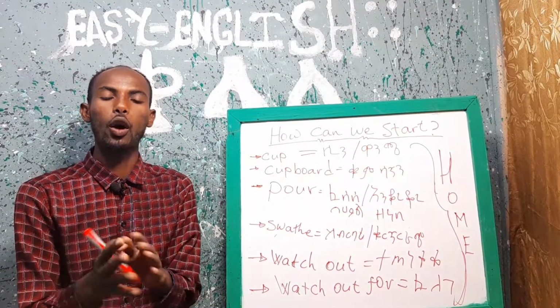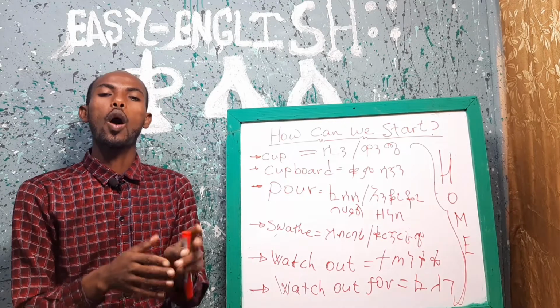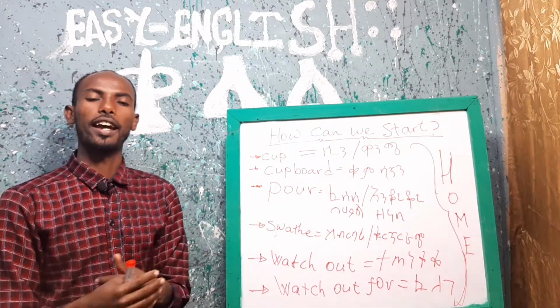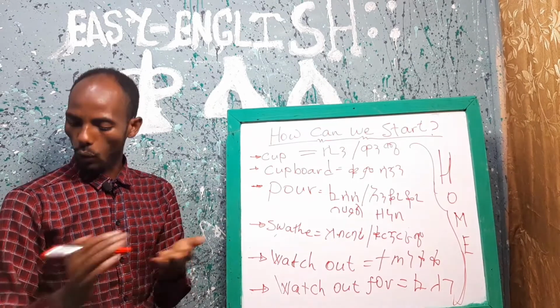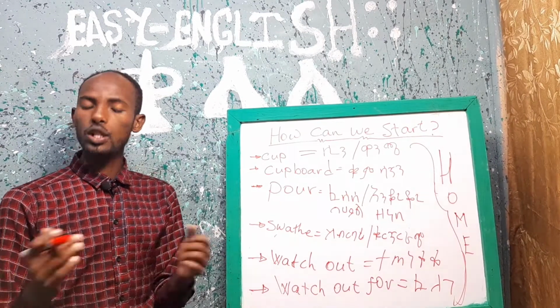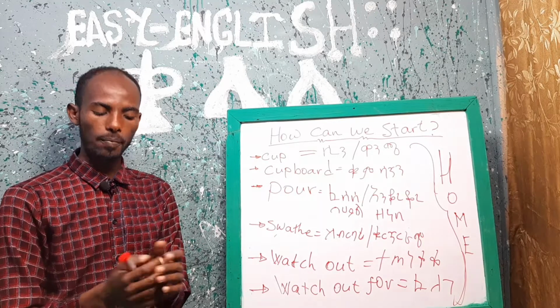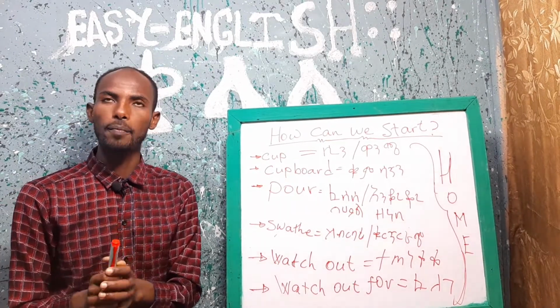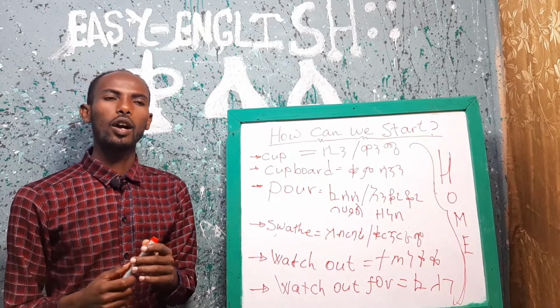Washing. We wash our hands. Wash, okay? Washing. I wash my hands. Oh, I washed my hands, okay? Washed it. I washed my clothes, okay? I washed my clothes. I washed my hand. I'm washing my hand, okay? I am washing my hand. She's washing something, okay?